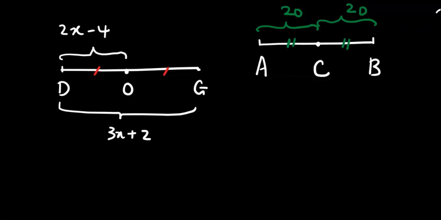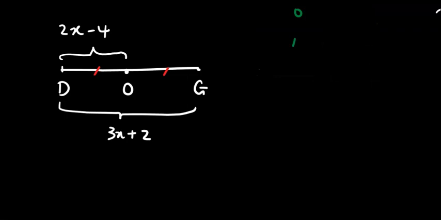All right, if we understand this, we can go ahead and solve this question together. On your left side, we have DO is 2x minus 4, and DG is 3x plus 2. We're going to find what is x, the value of x.